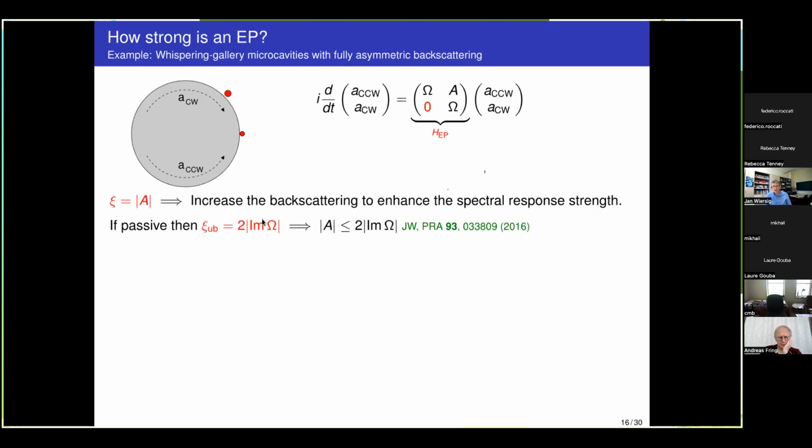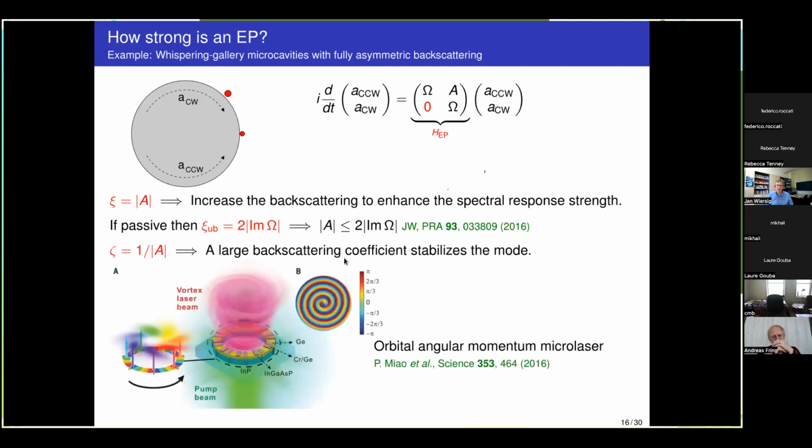If the system is passive, and usually it is, we can calculate this upper bound for the spectral response strength. It looks like this. If we put this on the right, and this here on the left-hand side, we get this inequality, and this is actually something known. For this particular kind of system, it was known that the absolute value of A is bounded from above by this expression for passive systems. Now, by the simple relation that zeta is 1 over psi for an exceptional point of order 2, zeta is just 1 over the absolute value of A. So if I have a large backscattering coefficient, then the change of the eigenvectors will be small. This stabilizes the mode in a sense.